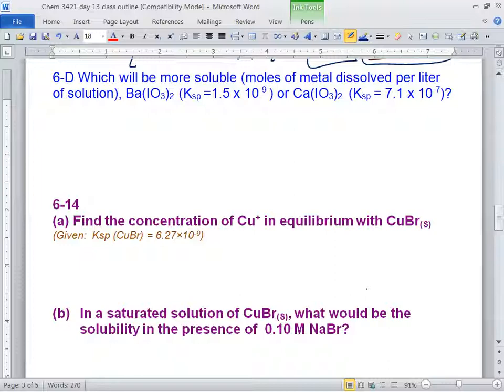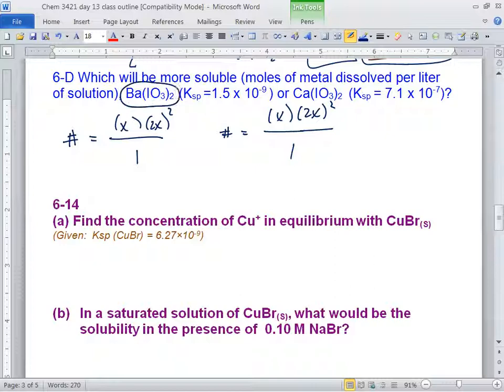If you went through all the work and you calculated your Ksp expression, they're all going to look like a number, this stuff, all over 1. They're both going to look like this. Are they going to be of the same format? Because you've got a barium and 2 iodates, you've got a calcium and 2 iodates. It's going to end up looking like this exact same format. You see that? Because the chemical structures are the same, they give you the same Ksp expression.